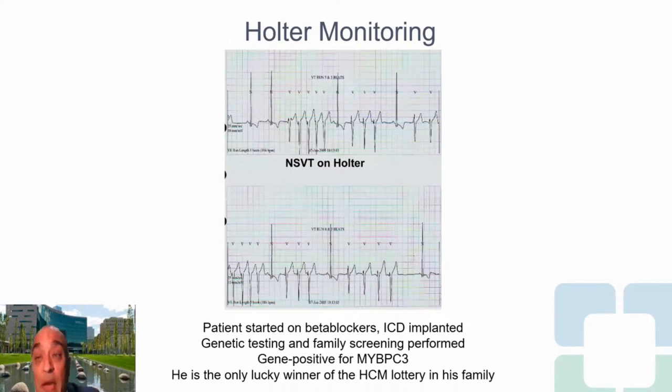This patient also had Holter monitoring, obviously, which showed short runs of VT that coincided with his episodes of palpitation. So patient was started on beta blocker, and primary prevention ICD was implanted.